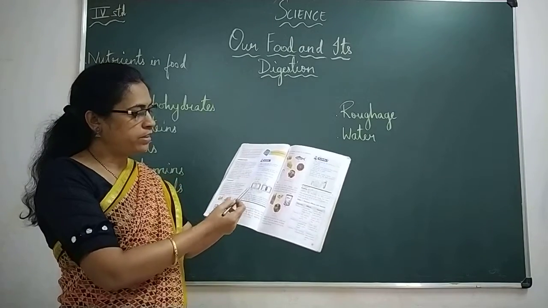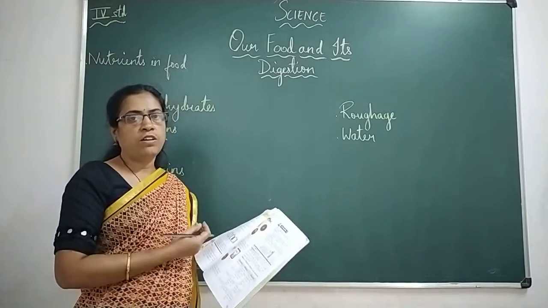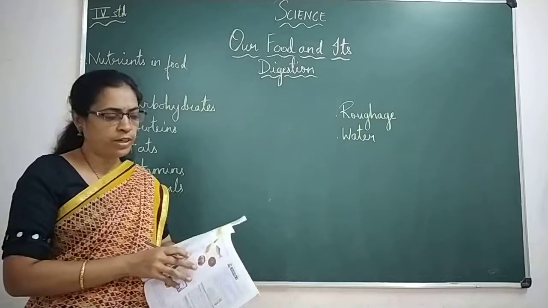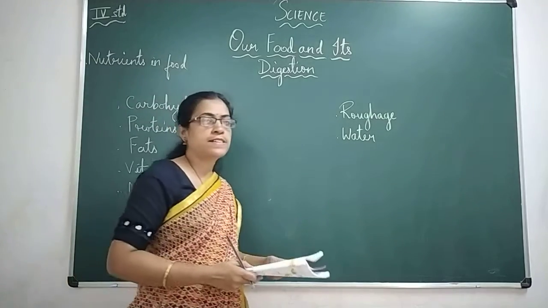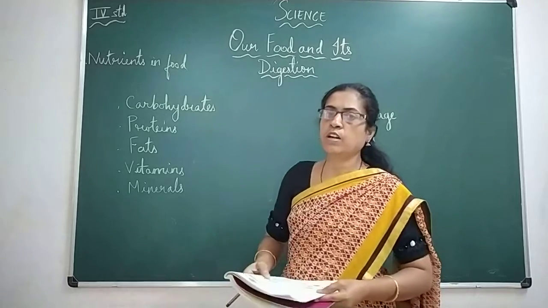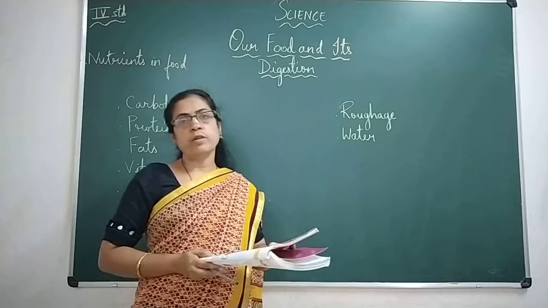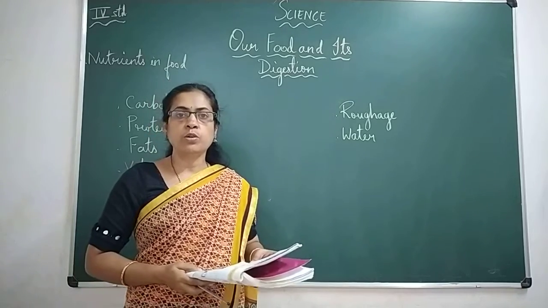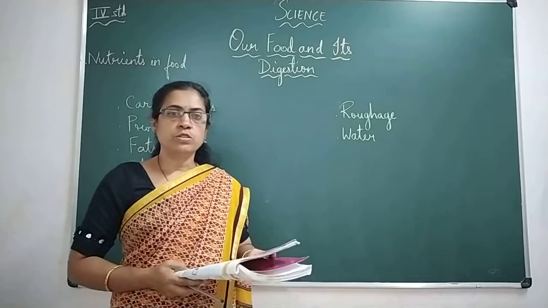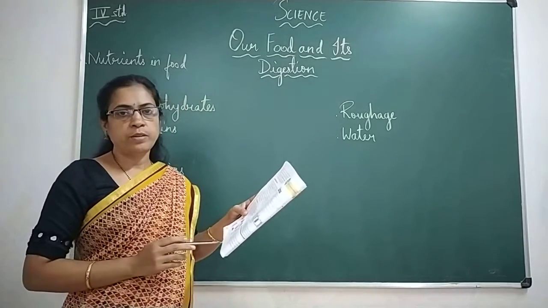So we can do this activity to know whether the food contains starch or carbohydrate content. And then children, the next nutrient is proteins. Proteins are found in bodybuilding foods, which help in growth. So it is very important for growing children like you.